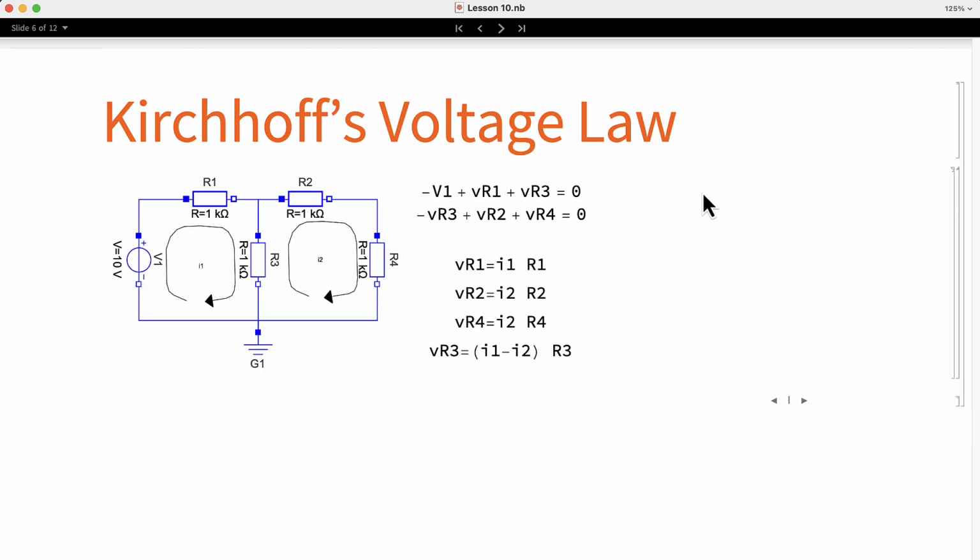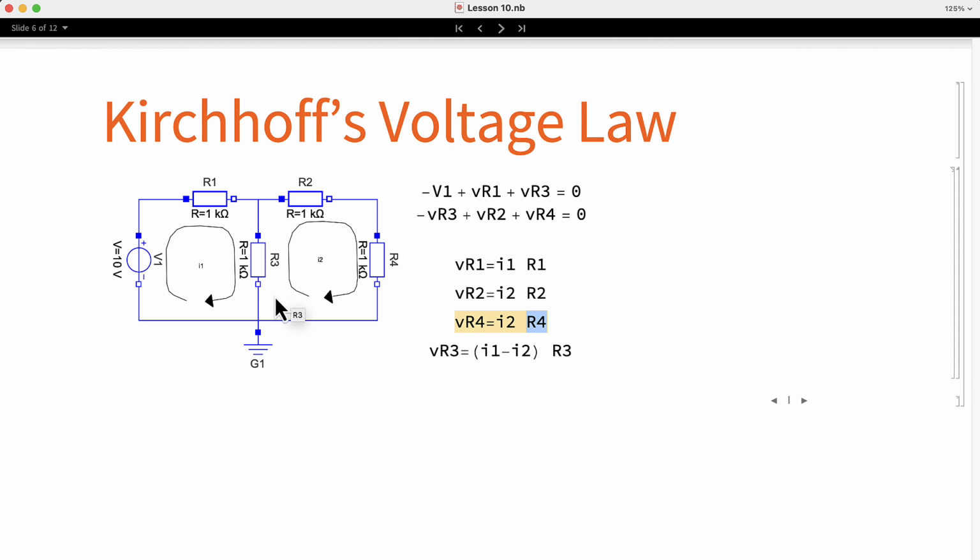The next step is to replace the voltages of the resistors using Ohm's law. In the case of resistor 1, the term VR1 can be expressed as the current I1, which is the one flowing into the resistor, times the value of resistor 1. VR2, which is this one, is the current I2 times R2. VR4, we have the current I2 times R4.